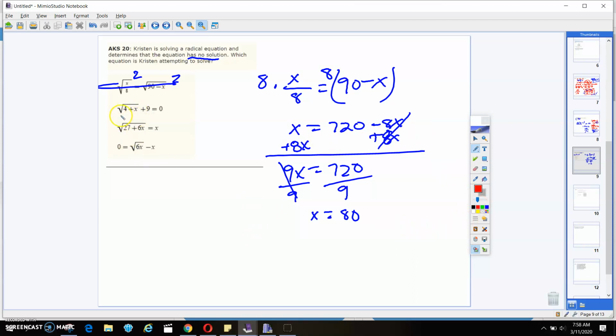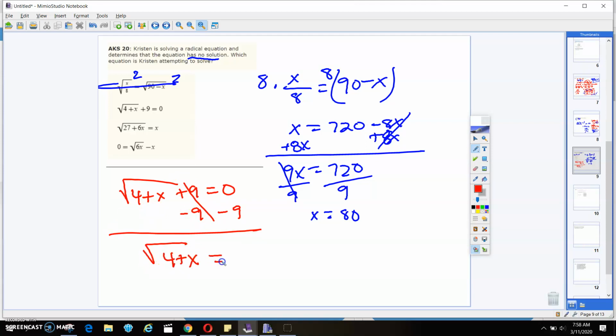Looking at the next one. If I solve for this one, I'm going to have square root of 4 plus x plus 9 equals 0. So the first thing I want to do is isolate this radical. I'm going to subtract 9 from both sides. So that's going to give me square root of 4 plus x equals negative 9. Well, my question to you, can a square root ever be a negative number? No. So we already know that this is our answer.